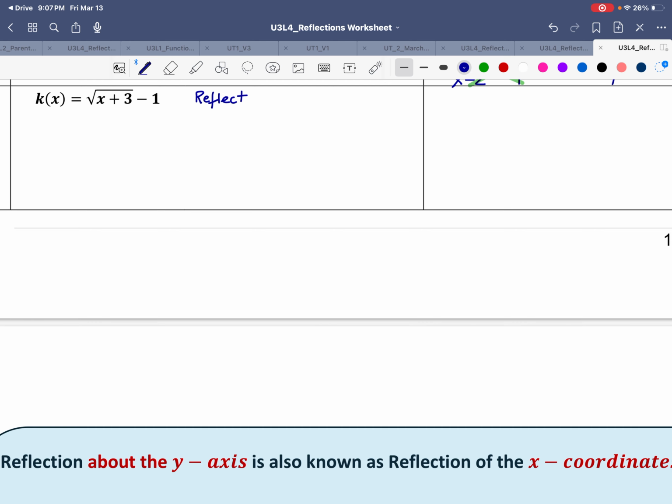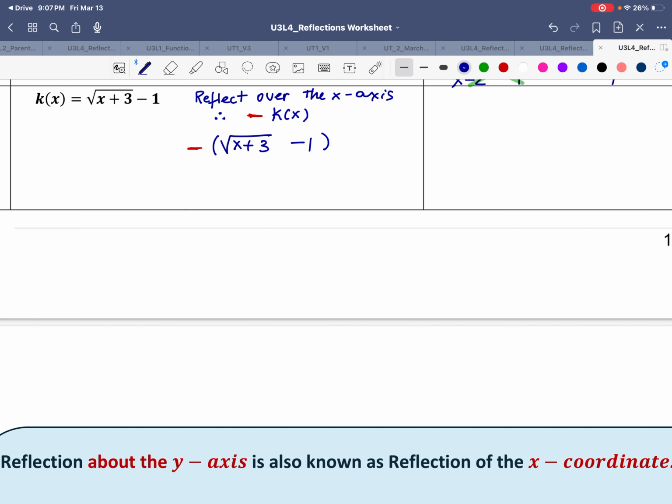So reflect over the x-axis, right? Which means that I'm trying to find negative, this time we call it k of x. All right, so let's try to find negative k of x. So what that means now is that we're going to give a negative sign to this entire k of x that we have here. So negative, and then we have root of x plus 3 minus 1.